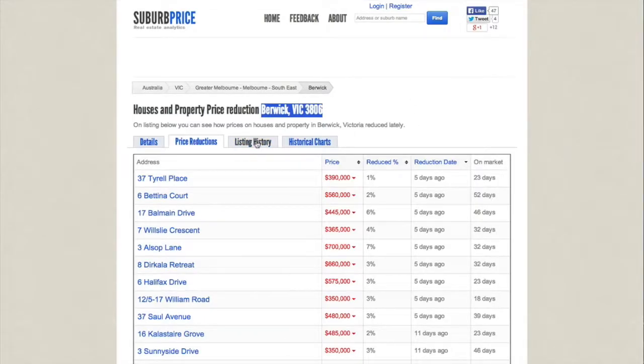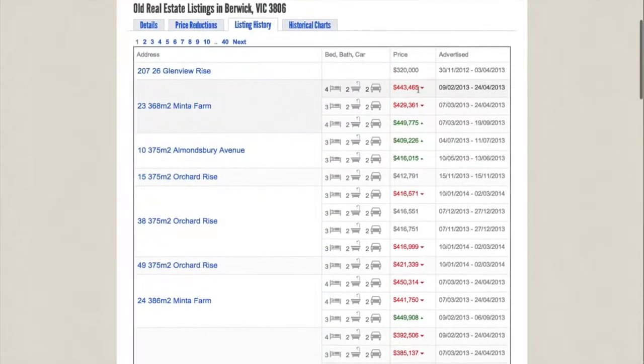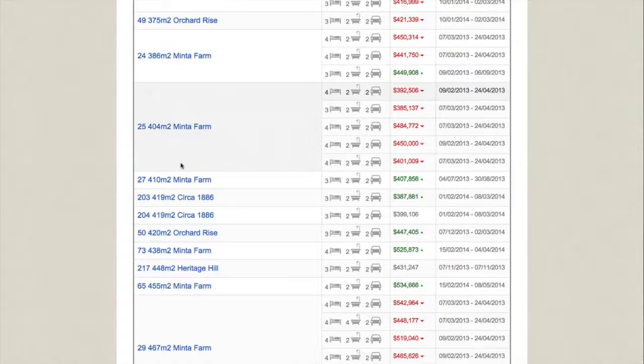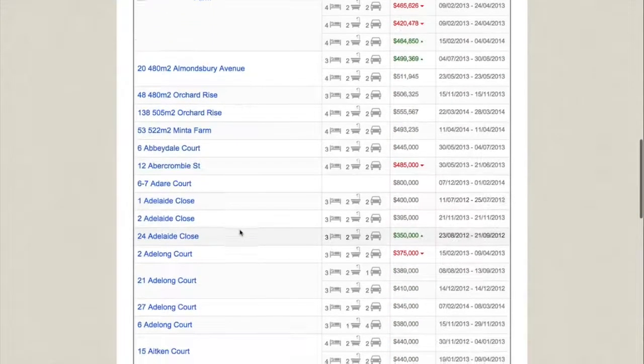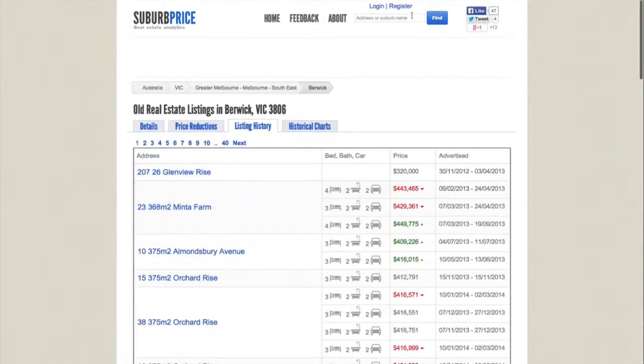It also gives you listing history. So if you click on that, it'll tell you when this property was listed and the price that it was, and it'll tell you the size, the number of bedrooms, bathrooms, garage, all these details. That's why I just love this site. But if you look at this, there are some properties that have actually gone up from their listing price, and you've got to see why, and why these ones have gone down. So you've got to analyze the whole thing. This is all of Berwick at this stage.